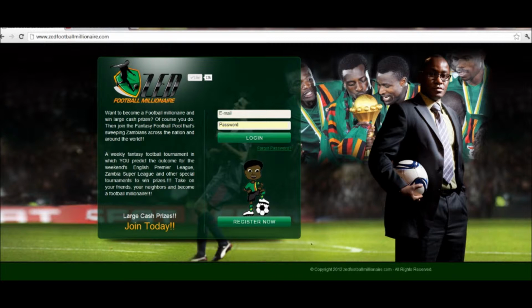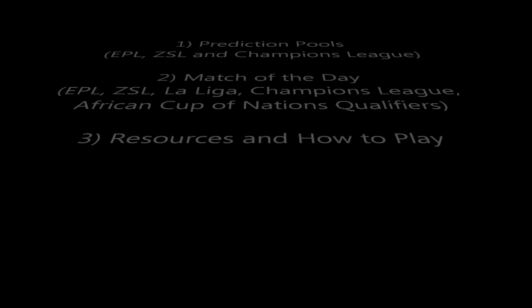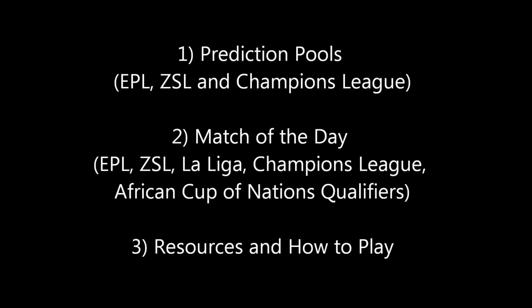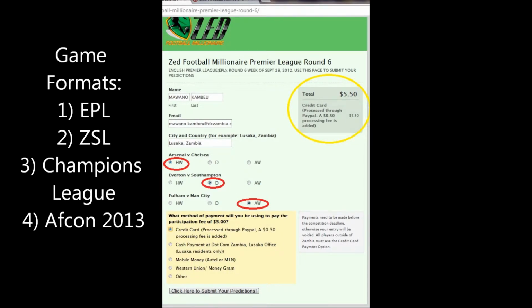I am going to use the English Premier League as an example, though please note that the same rules apply for the Zambia Super League and the Champions League as well. So I am going to focus on three things in my short presentation: the prediction pools, the match of the day competitions that we have, and the resources available to you. So let's begin with the prediction pools. This is the major competition that we run every week for the English Premier League, the Zambia Super League, and when we have Champions League games as well.